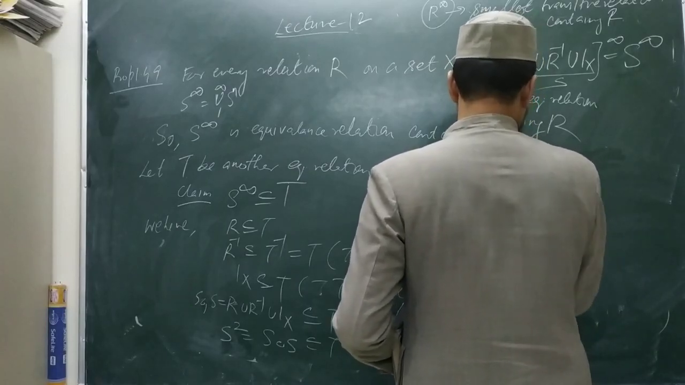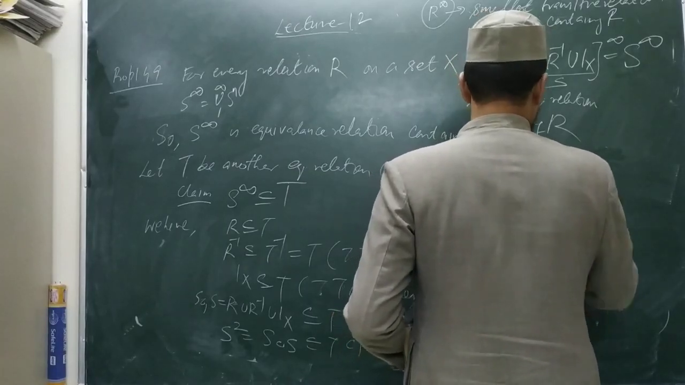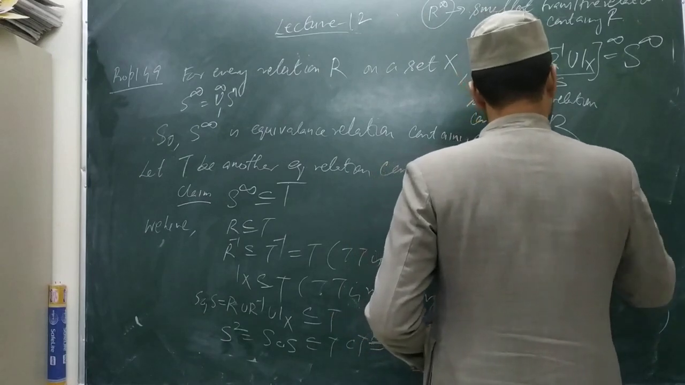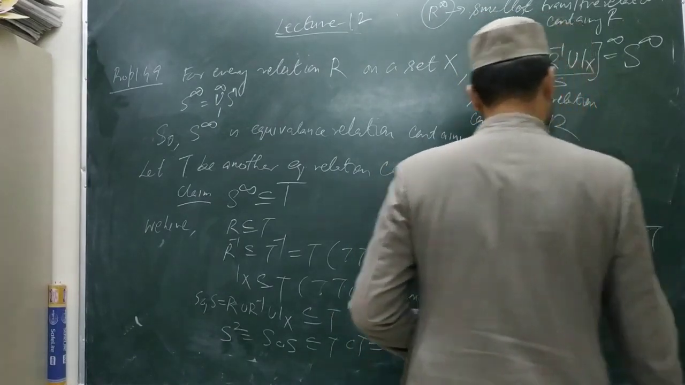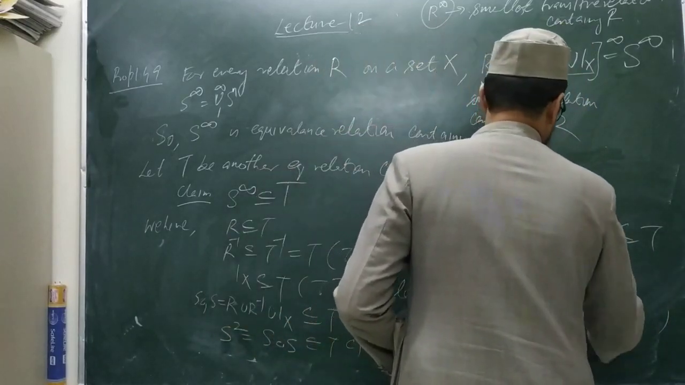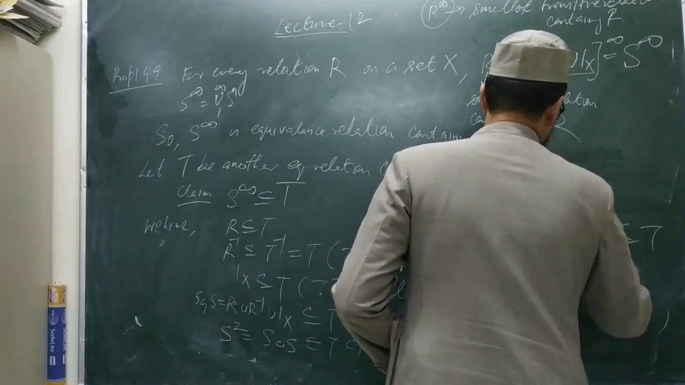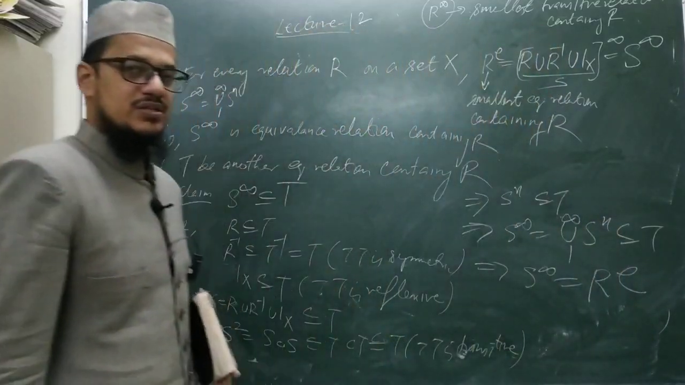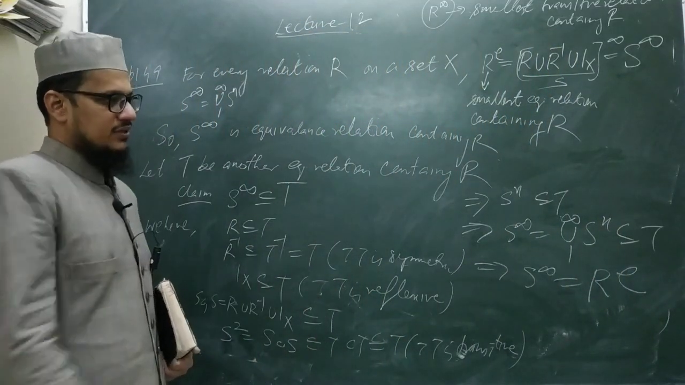It also implies that S infinity, that is the union over n from 1 to infinity of Sn, is contained in T. So it implies that S infinity is the smallest equivalence relation containing R. So in this way it is proved.